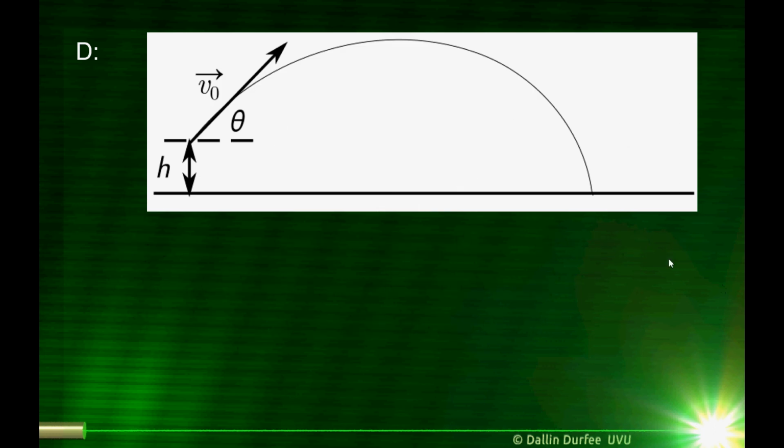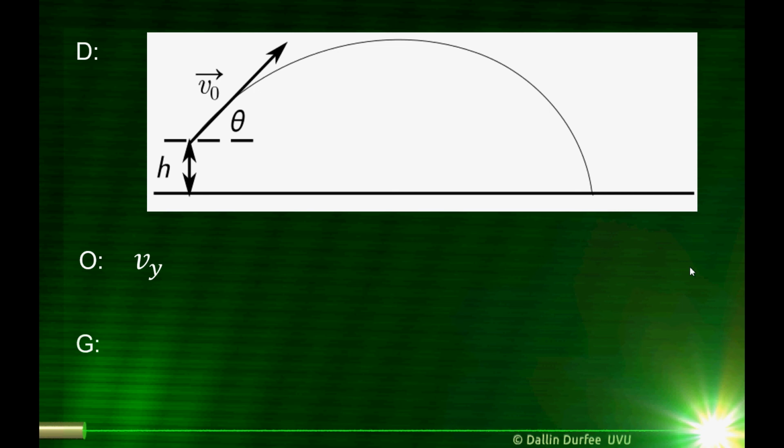Well, here's my diagram. The bike starts some distance h above the ground, moving with an initial velocity v0, which makes an angle theta relative to the horizon. And then it does this trajectory and hits the ground. Our objective is to find the y component of velocity when it hits the ground.